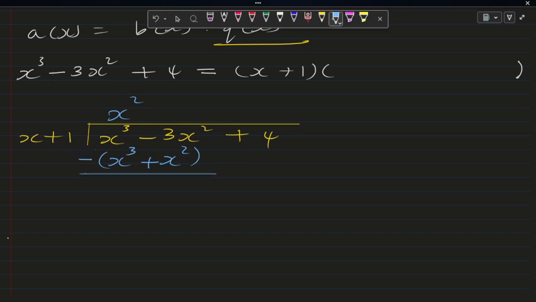Okay, and then the next step is for us to subtract. Okay, so we say x cubed minus x cubed, this will give us 0. Negative x squared minus x squared, this will give us negative 4x squared. And then the next step is for us to bring down the next term. Okay, so this is positive 4. And then we start the process over again.